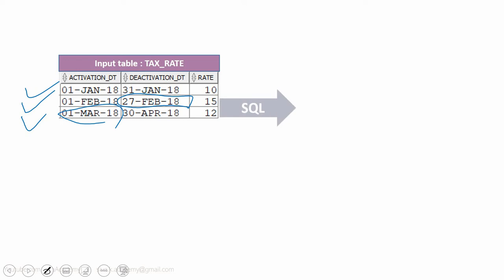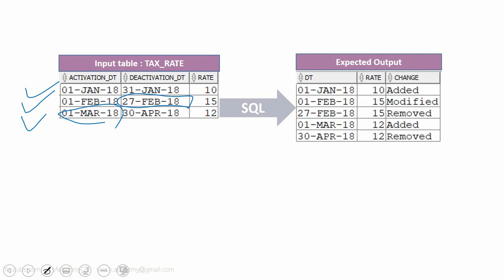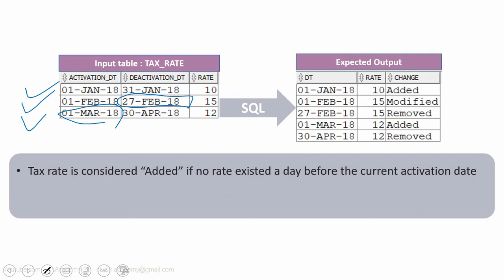The expectation is we need to write a SQL to format and print this type of input into a much more readable format like this. There are 3 rules we need to follow. The first rule is whenever there is no rate before a particular date, then the rate is considered added. For example, before 1st Jan and before 1st March, there is no rate. So we need to say 1st Jan added, 1st March added.